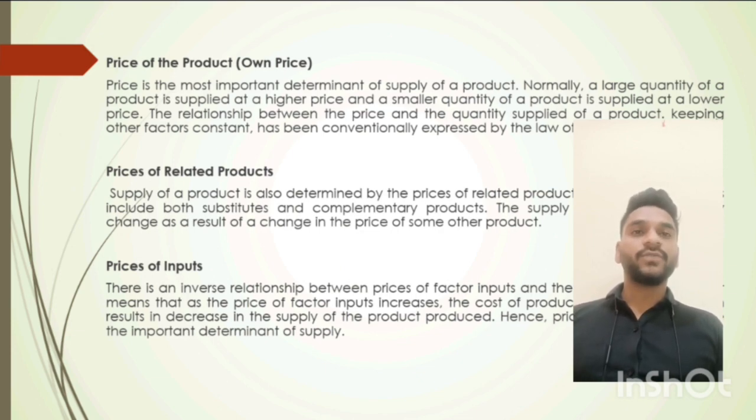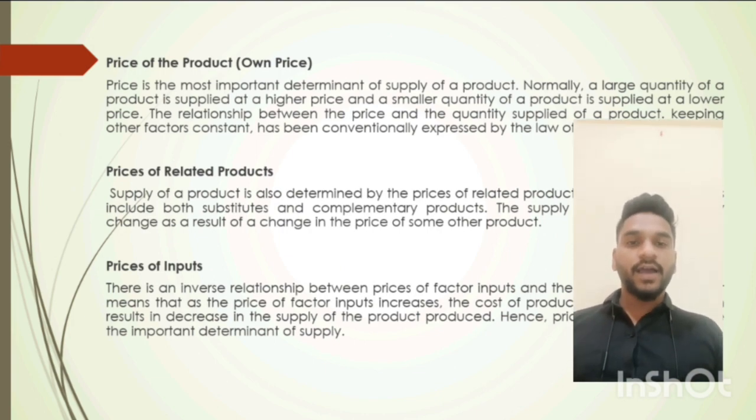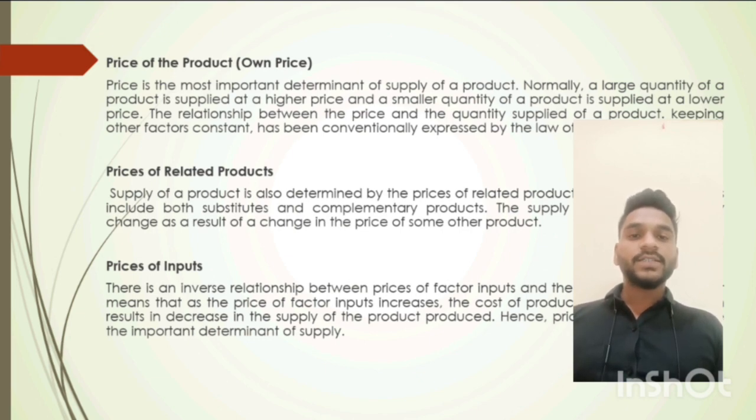Third one is the price of the input. There is an inverse relation between the price of factor inputs and the supply of a product. It means that as the price of factor inputs increases, the cost of production increases and supply decreases. Suppose the input prices get high, then it leads to a decrease in the supply, because when the raw material prices are high, it affects our production and the supply.